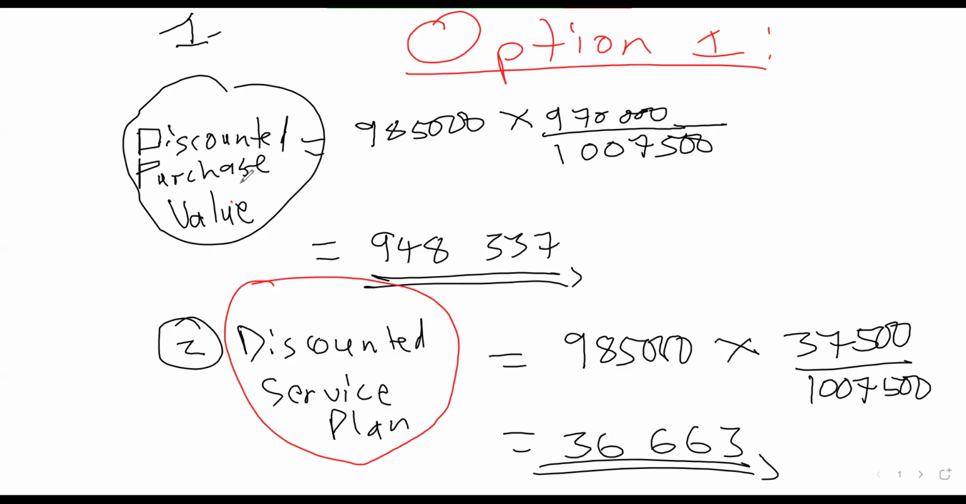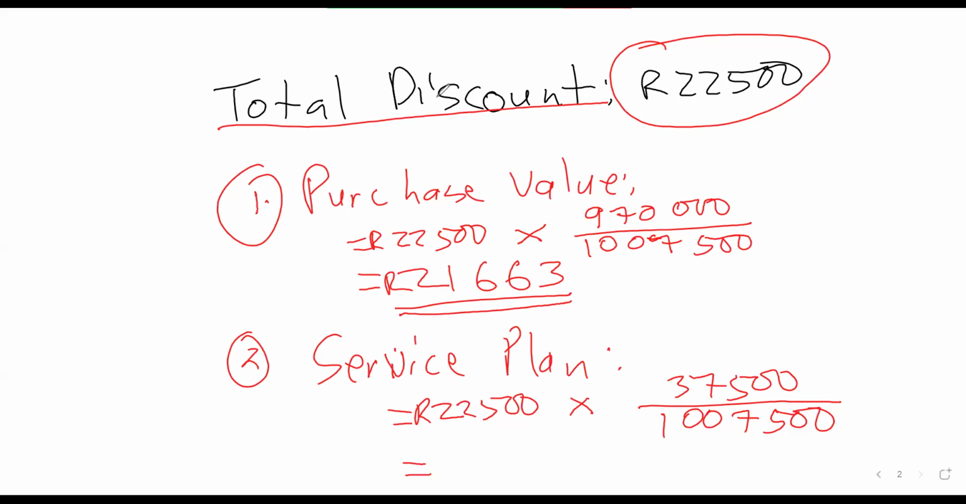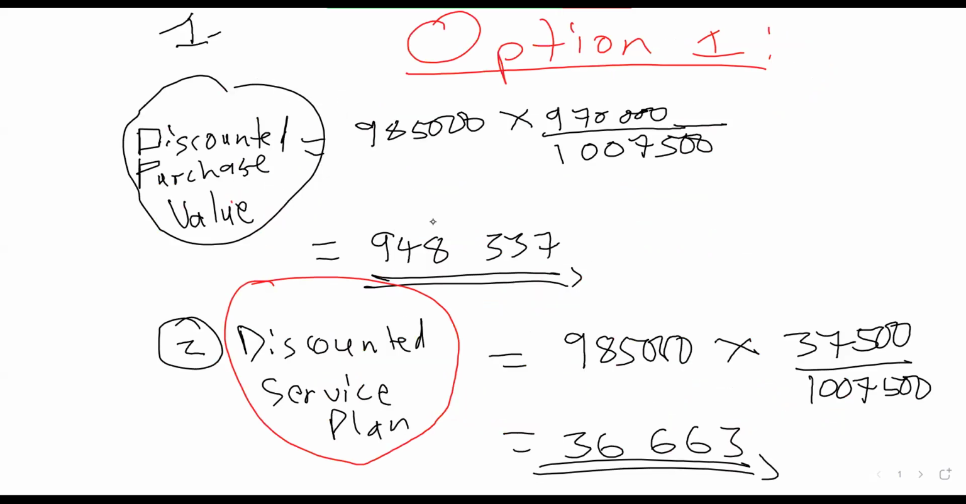Now, there's another way of still getting to the same thing here, but that way it will be a method where you first do the allocation of the total discount. So you already know that the total discount for these vehicles is 22,500 rands. This 22,500 rands is supposed to be allocated between the purchase value as well as the service plan. Now, if you do that, trust me, it can be easier to then calculate these same values that we've already determined here.